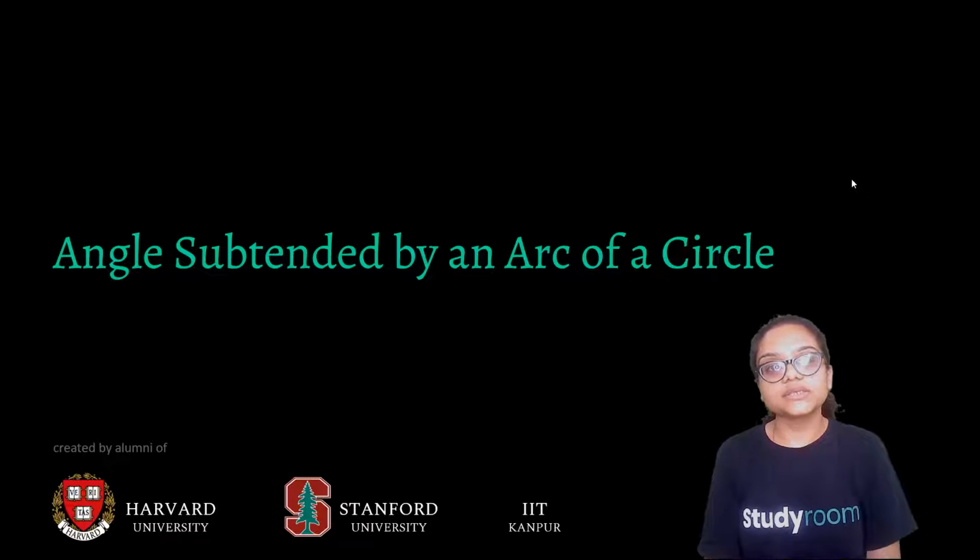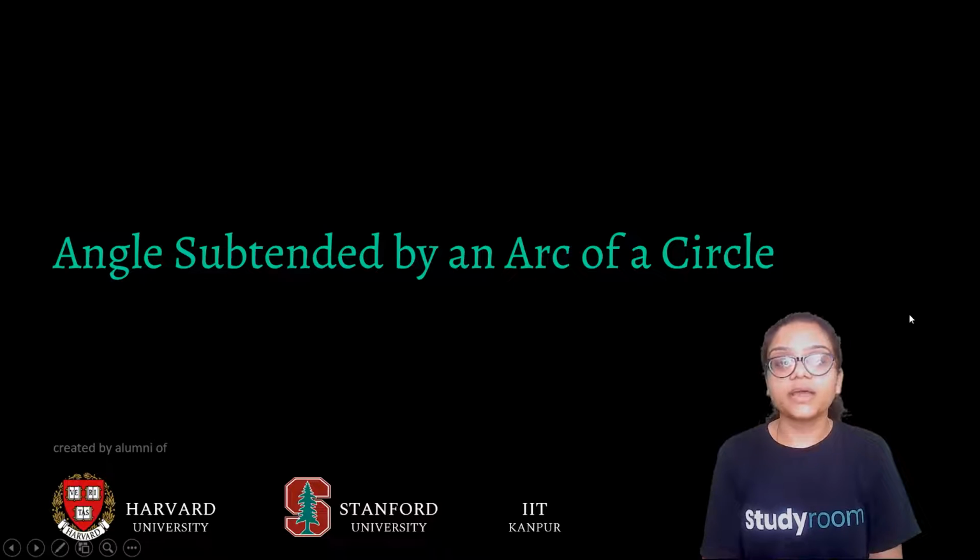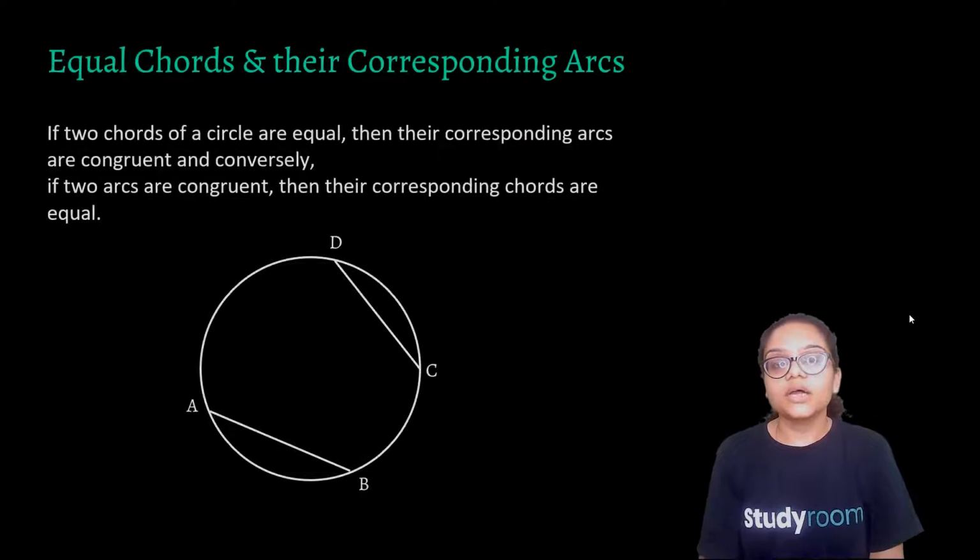Today we're going to start with angles subtended by an arc on a circle. We have already seen angles subtended by a chord of a circle, and today we will be starting with angles subtended by an arc of a circle. Now I hope you know the difference between an arc and a chord.